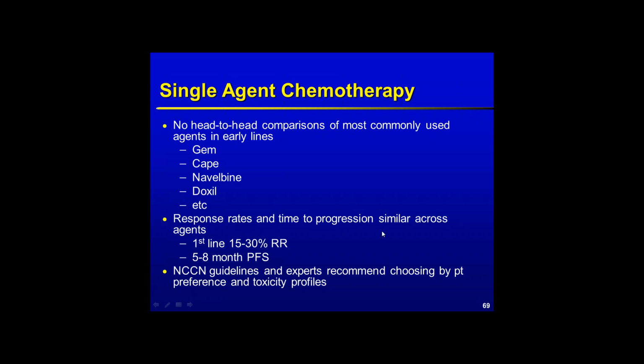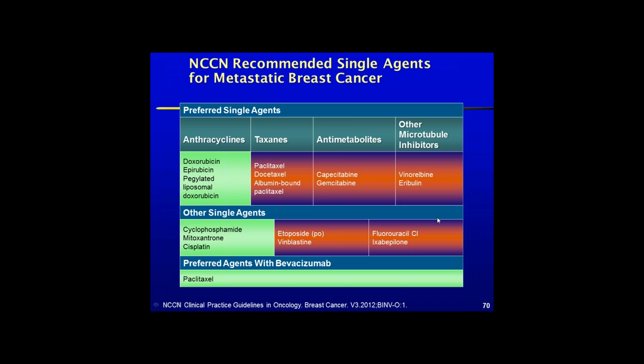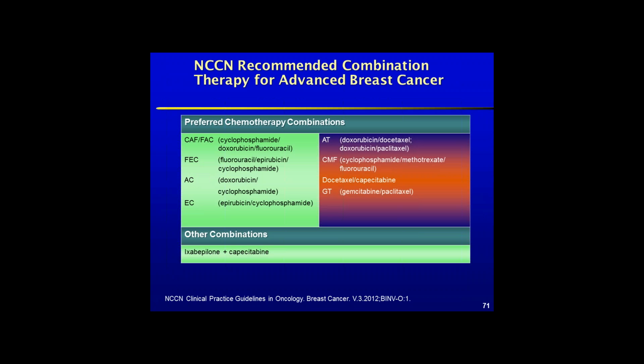So the recommendations are to choose the drug by the patient preference and toxicity profiles. And this gives you an example of the different classes of drugs and the preferred single agents by NCCN recommendations, as well as other single agents. And there's a whole long list here, as you know. In addition, there are some combination regimens that can be used.